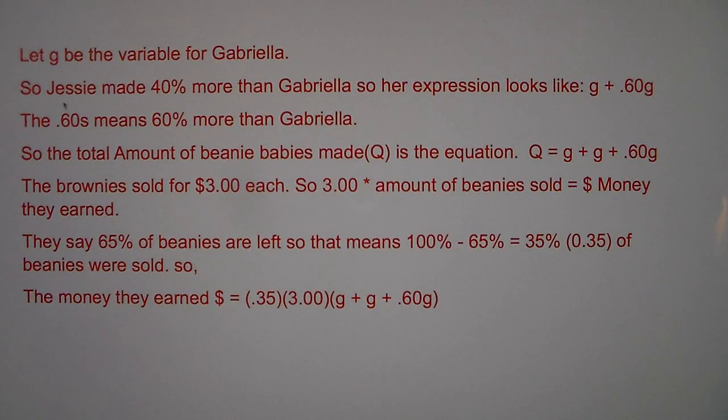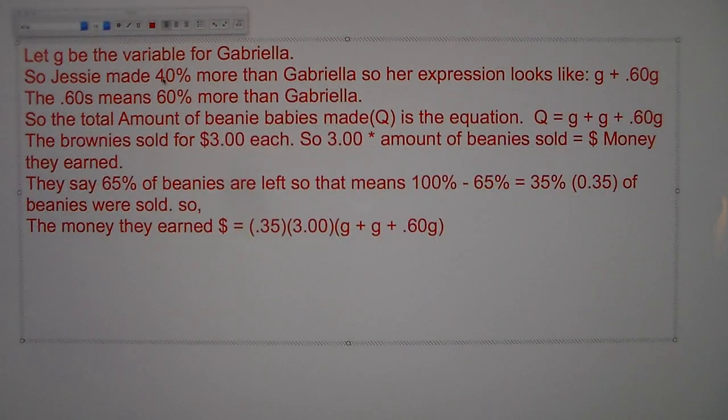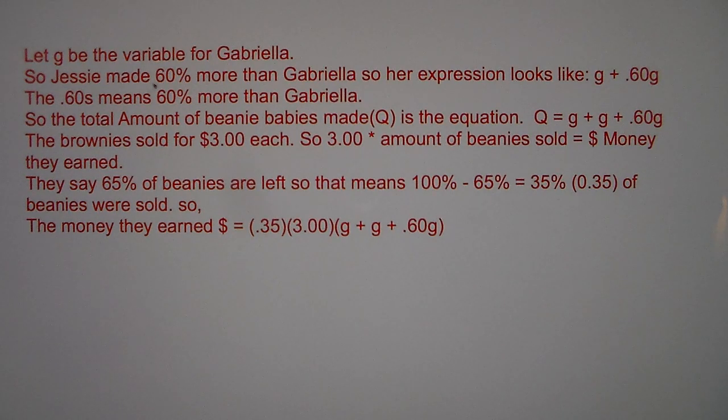So I'm going to let G be the variable for Gabriella. So G is the amount of Beanie Babies Gabriella made. Jesse made 60% more than Gabriella, so her expression looks like G plus 0.60G, which means the same thing as 1.6G, which represents Jesse's amount of Beanie Babies. The 0.60 means 60% more than Gabriella's. Oh, 40% is supposed to be 60, keep things consistent. So Jesse made 60% more Beanie Babies than Gabriella. That's why it looks like that equation: G plus 0.60G.